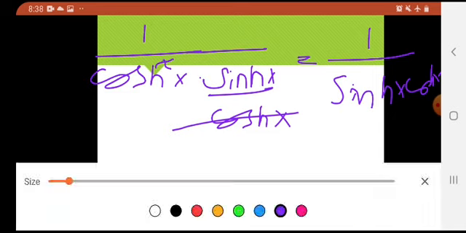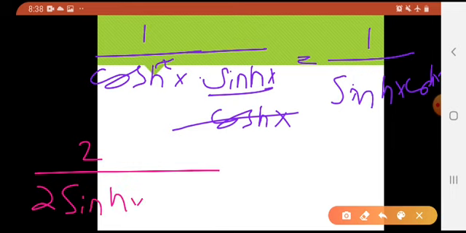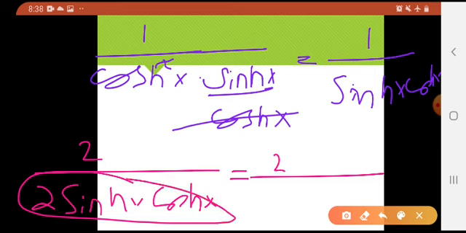Now further, just to get the answer from the book. What is the answer from the book? It is written like this: sine hyperbolic of x into cos hyperbolic of x, and then 2 divided by, what is the formula of sin 2x? 2 sin x cos x. Here it is hyperbolic, so this would become sine hyperbolic of 2x. 2 divided by sine hyperbolic of 2x.